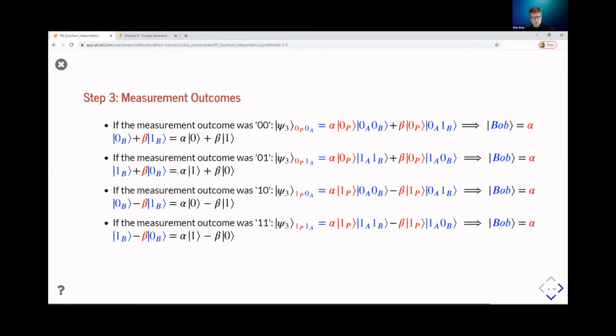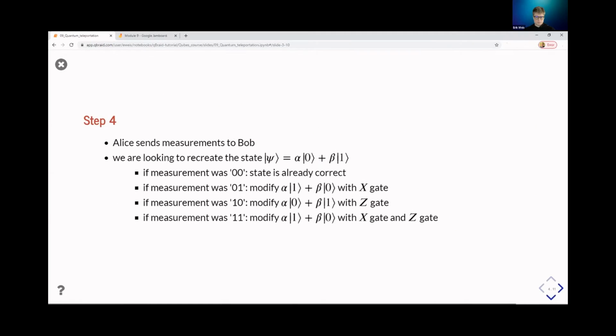Okay. And so how can we affect these outcomes, alpha 1 plus beta 0, alpha 0 minus beta 1, alpha 1 minus beta 0? How can we affect these outcomes so that we end up with the correct state each time? Well, it's really easy. We know what to do because we know what it's going to be like in the case that we measured certain values. Okay. So what we're going to do is just modify our state.